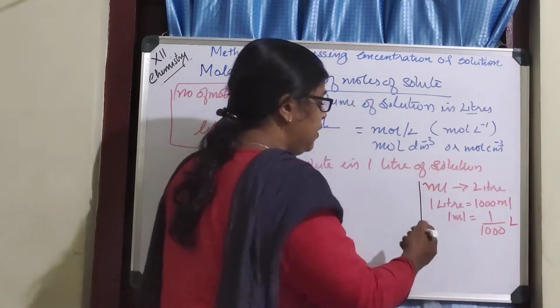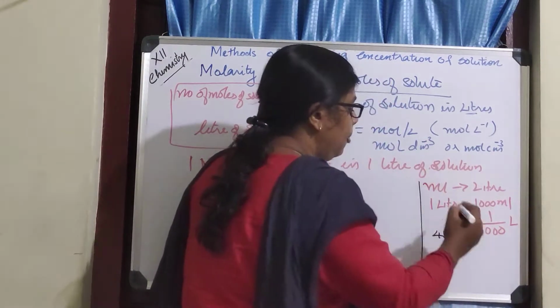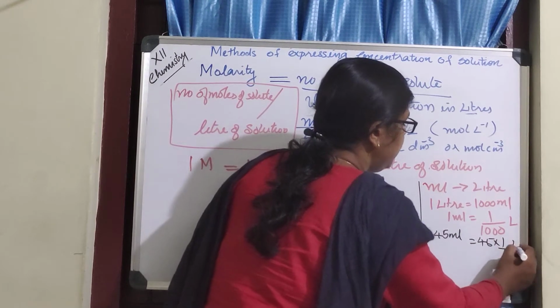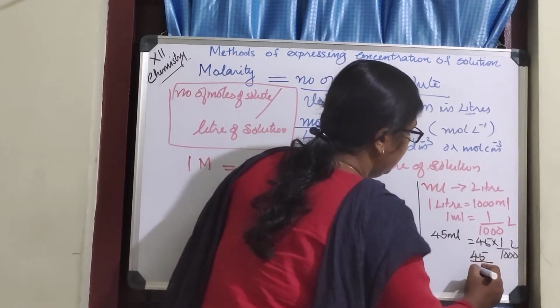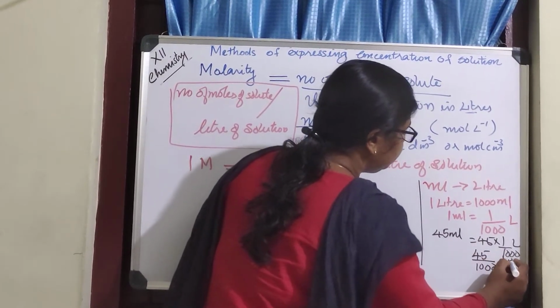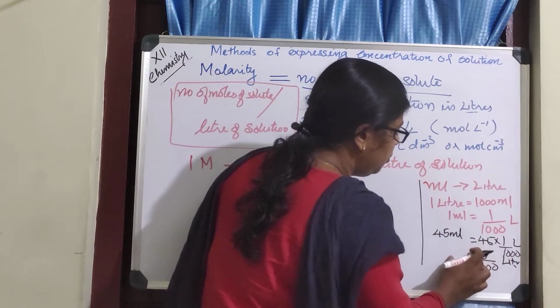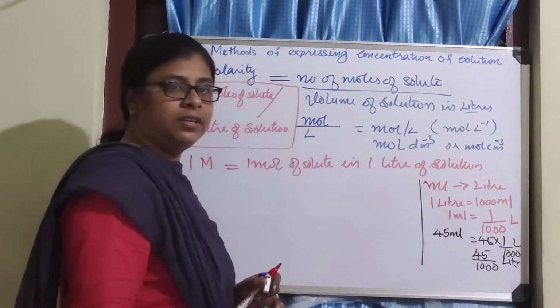Suppose we have to convert 45 ml into liters. How can we do? 45 into 1 by 1000 liters. That is 45 by 1000. That means to convert ml into liter, we have to divide the amount in ml by 1000.